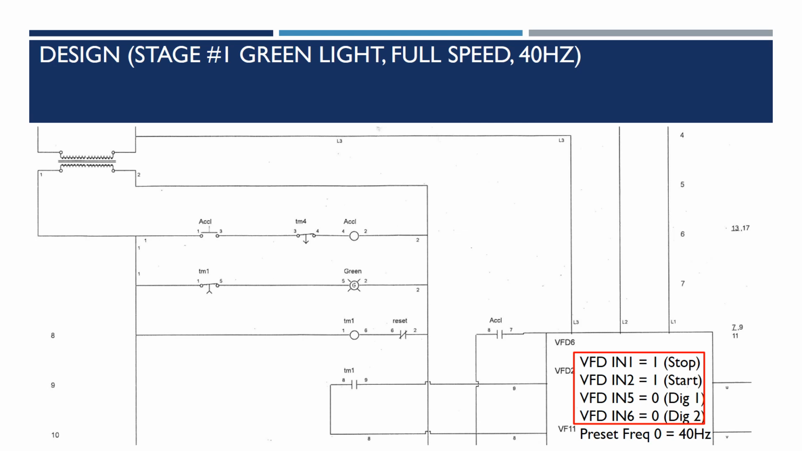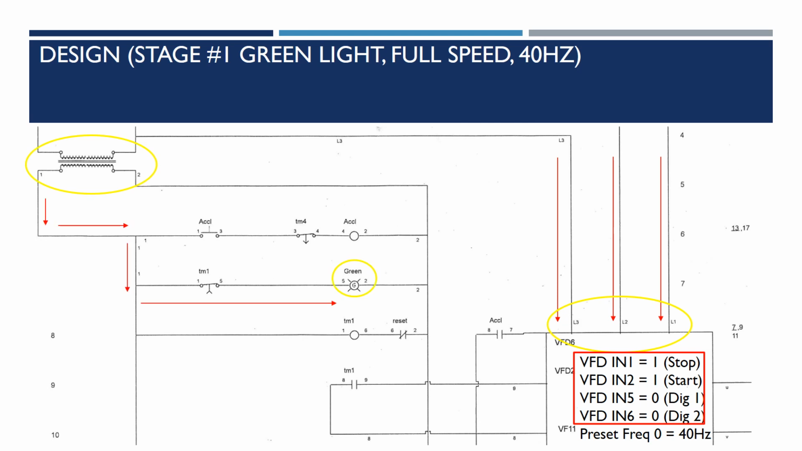So when we apply power to the board, 240 volts, we get L1, L2, and L3 supplying power to the VFD and powering the VFD. It also supplies power to our step-down transformer, which takes 240 volts and steps it down to 120 volts, which allows us to supply power to our control circuit. When power is applied to the transformer, we get power flowing through normally closed time contact TM1 and lighting our green LED, as well as applying power to the coil of TM1.